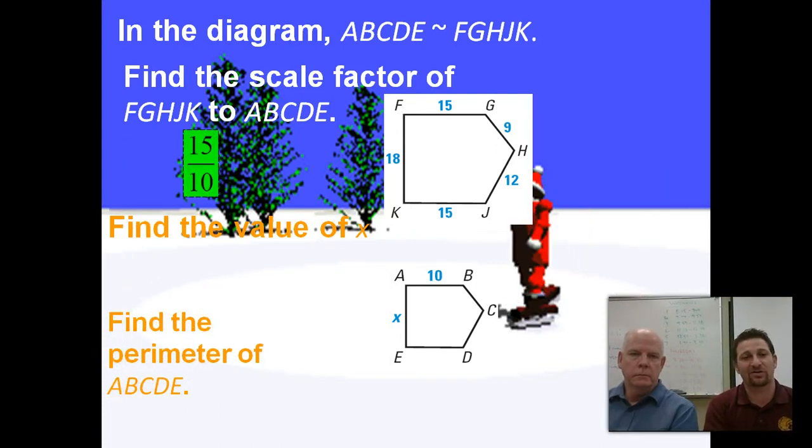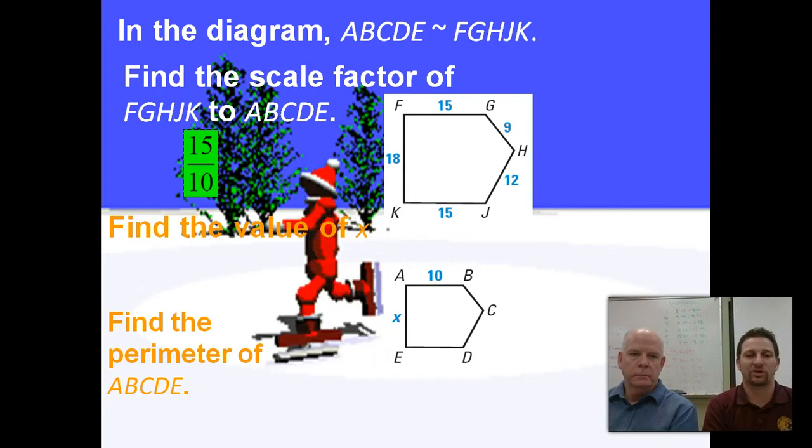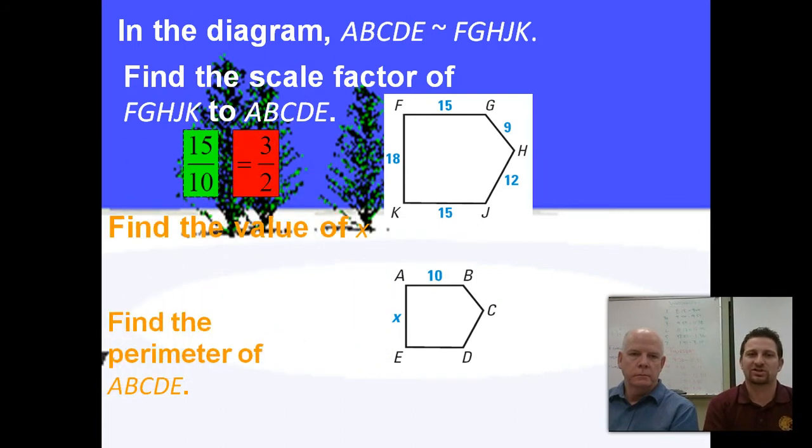Okay, so there's a scale factor almost. What do we got to do? Reduce it. So if we reduce that down, we get a scale factor of 3 to 2. So that's how we came up with that scale factor of FG to AB.